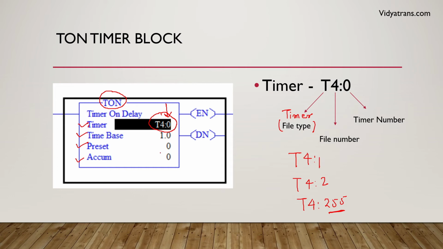This is the time base, this is the preset value, this is the accumulated value. I will give you everything about these things in a later section. Let me give you an idea of what it can basically do. Suppose we give one input to our timer. This is just a switch, I:0/0, and this is your T-on timer.